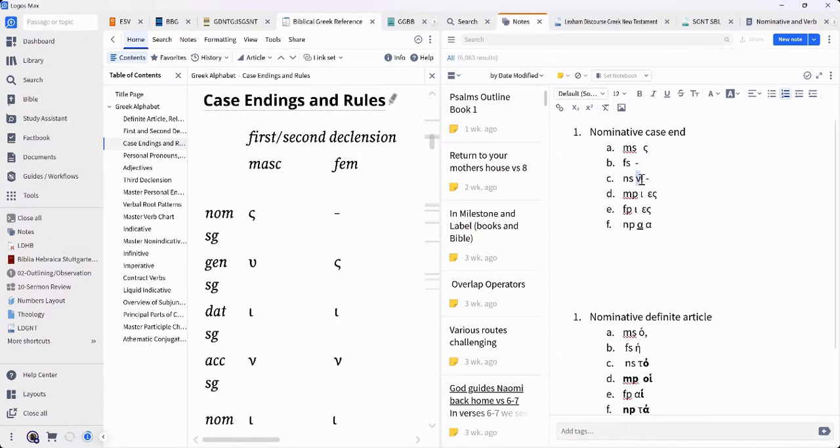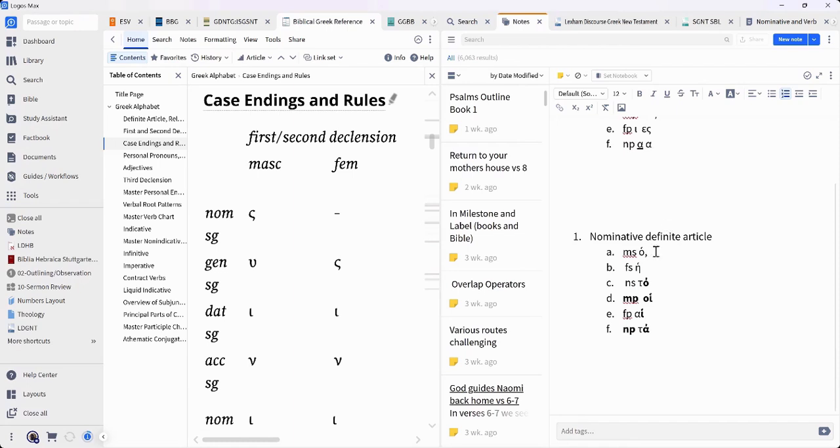Neuter singular is either going to be the nu here, which is pronounced N, or nothing. Masculine plural is either going to end with an iota or es. Feminine plural is either going to end in an iota or es. Neuter plural is going to have an a. Here are the definite articles: ho, he, to, oi, ai, ta.